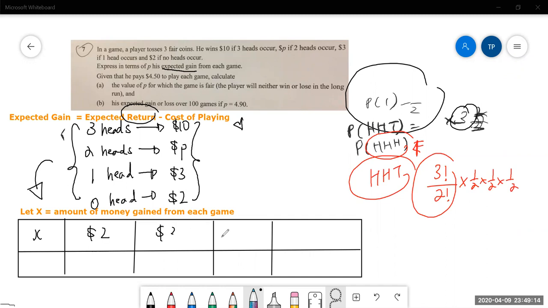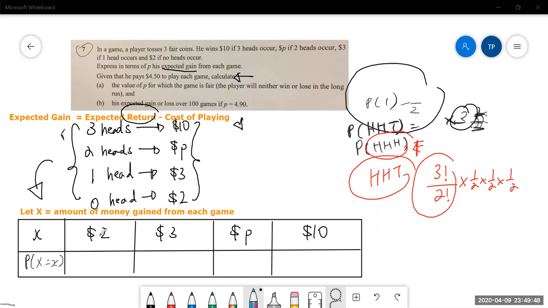Wait, this gain, is it the revenue or the... Okay, right now in this question, it will be the revenue, because of how they phrase the question, the intention of the setter. Yeah. So this is P of X. Sorry again? The table, this P. Yes, goes with X. Yes, correct.